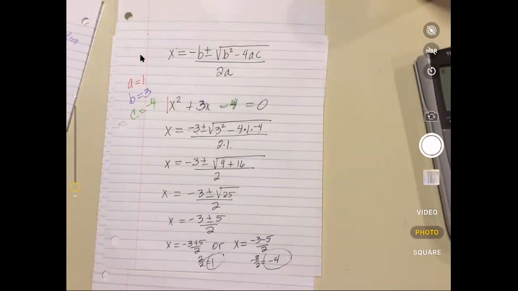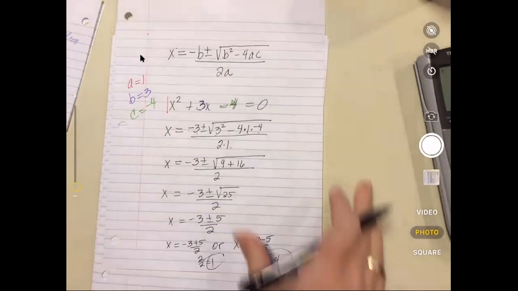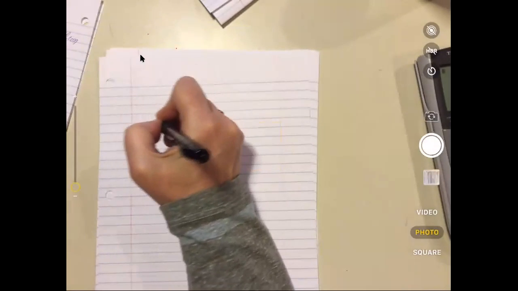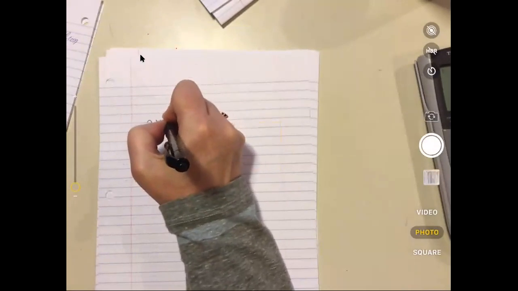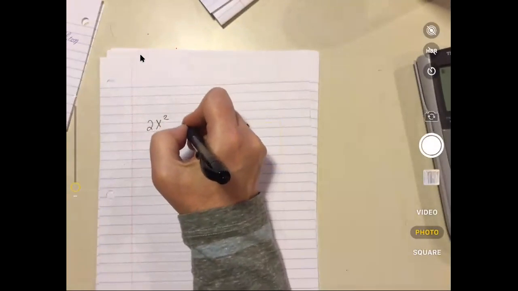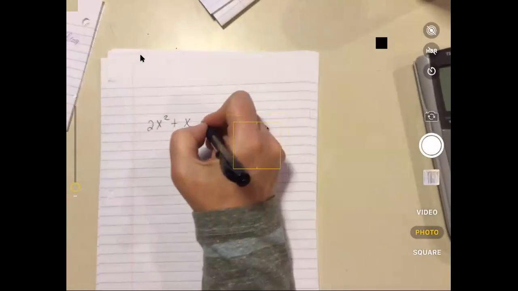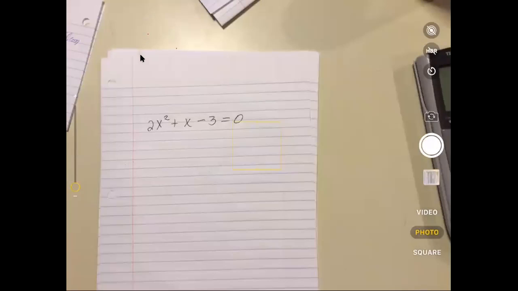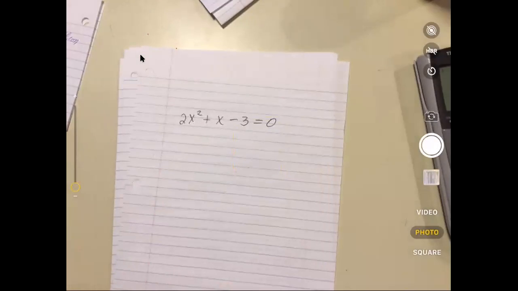Okay, let me see. Okay, here's another one. What if I have this equation? 2x squared plus 1x minus 3 equals 0. Okay, there's the equation. Can you tell me by looking at it what a, b, and c are?